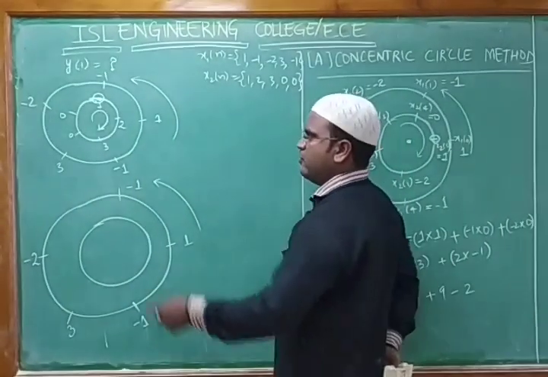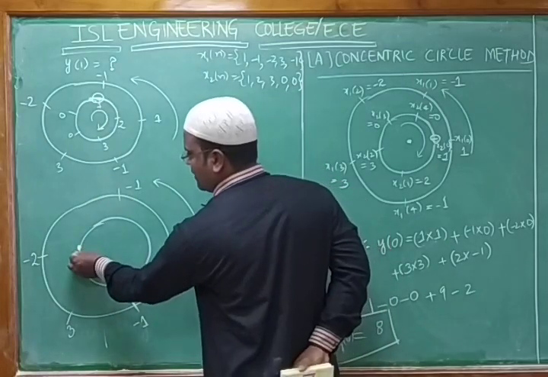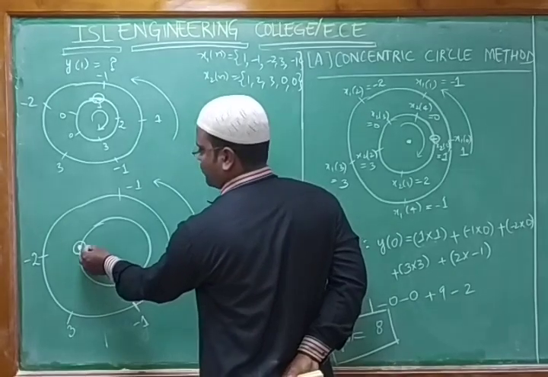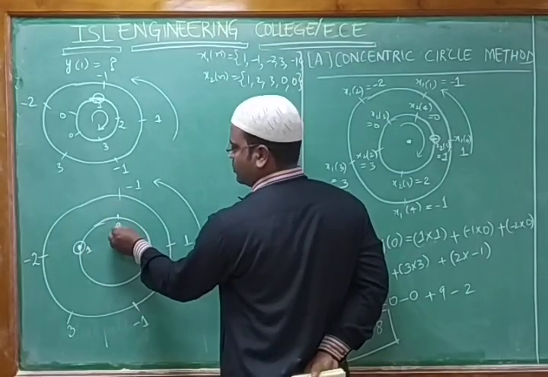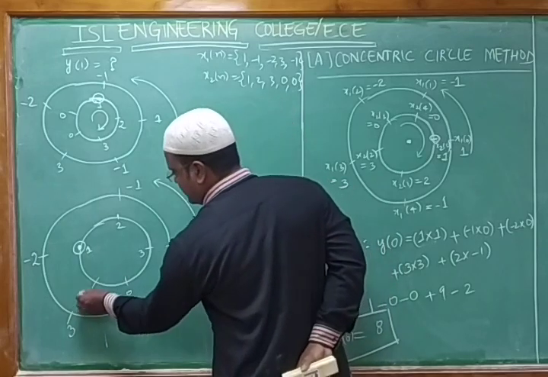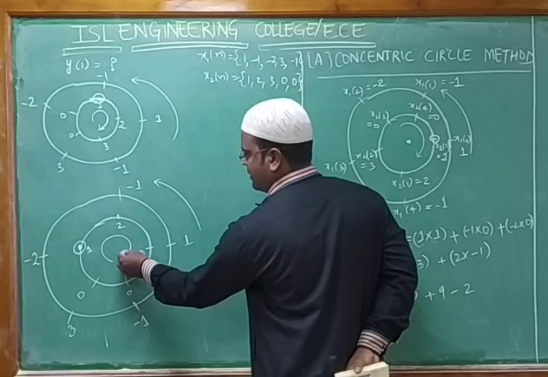Now to write the next value, what will we do? We'll shift the position to this one. So what is the position we need to start from? From this point we need to start. So what is the sequence we do have? It's 1, then 2, then 3, then 0, then 0. This is what we are doing. This we are rotating in clockwise direction.